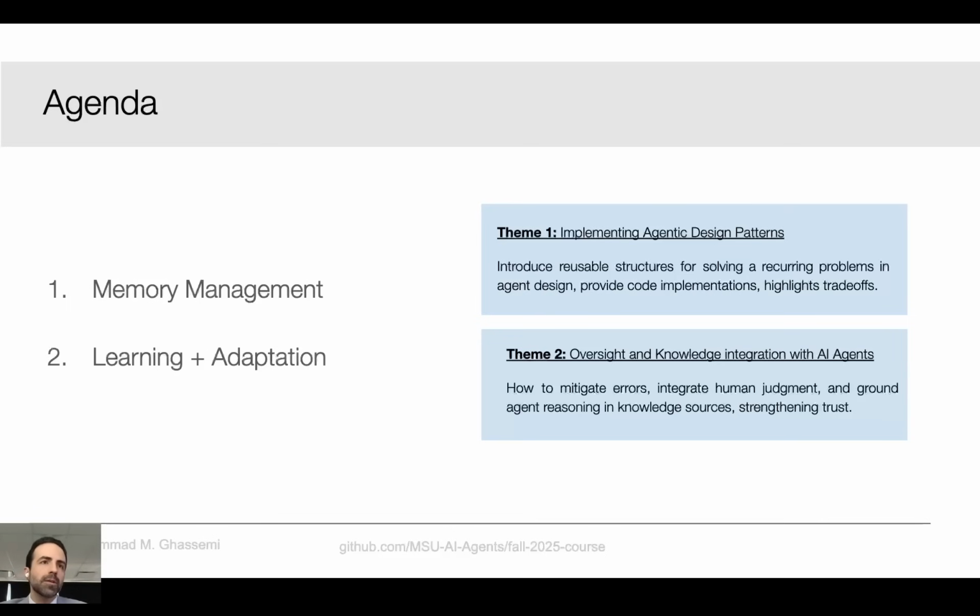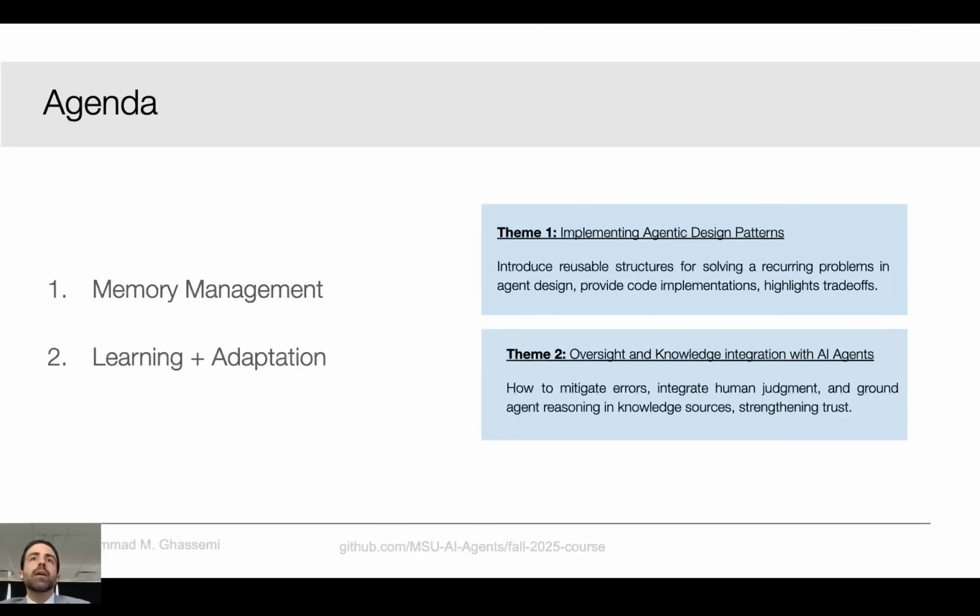The second topic we'll be discussing is about learning and adaptation in an agentic setting. So think of this as how you take your large language model and you fine tune or adapt it so that it's more well aligned with the tasks that you specifically want your agent to perform.